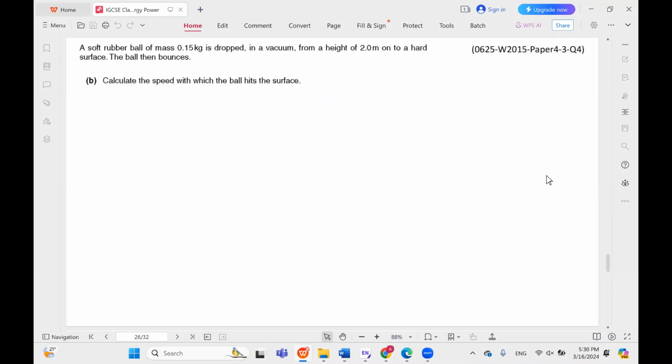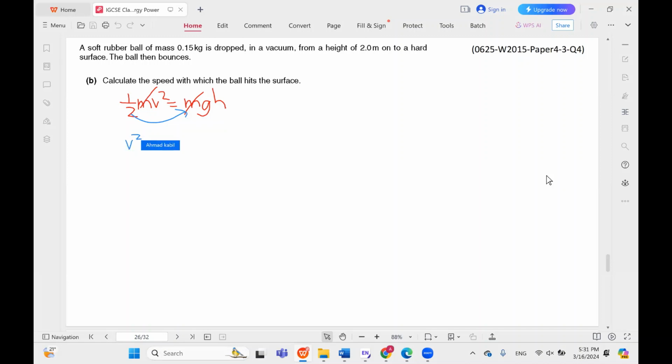A soft rubber ball of mass 0.15 is dropped in vacuum from a height of 2 onto a hard surface. The ball then bounces. Calculate the speed with which the ball hits the surface. So this is one of the instances where you equate kinetic and potential energies together. So you write half mv squared equals mgh. You don't really need the mass. You can cross out m, and then you just have half v squared equals gh, and you want to get the v. So you can take the half to the other side.